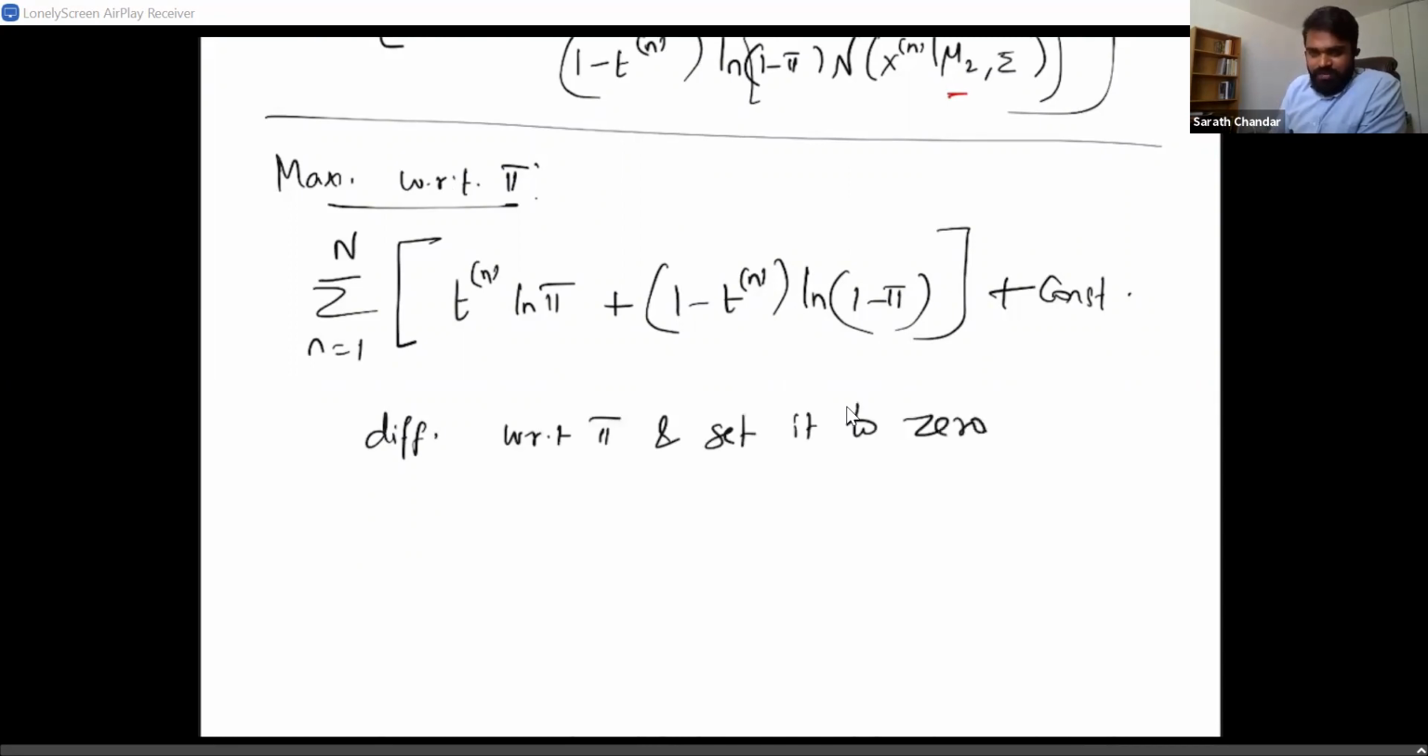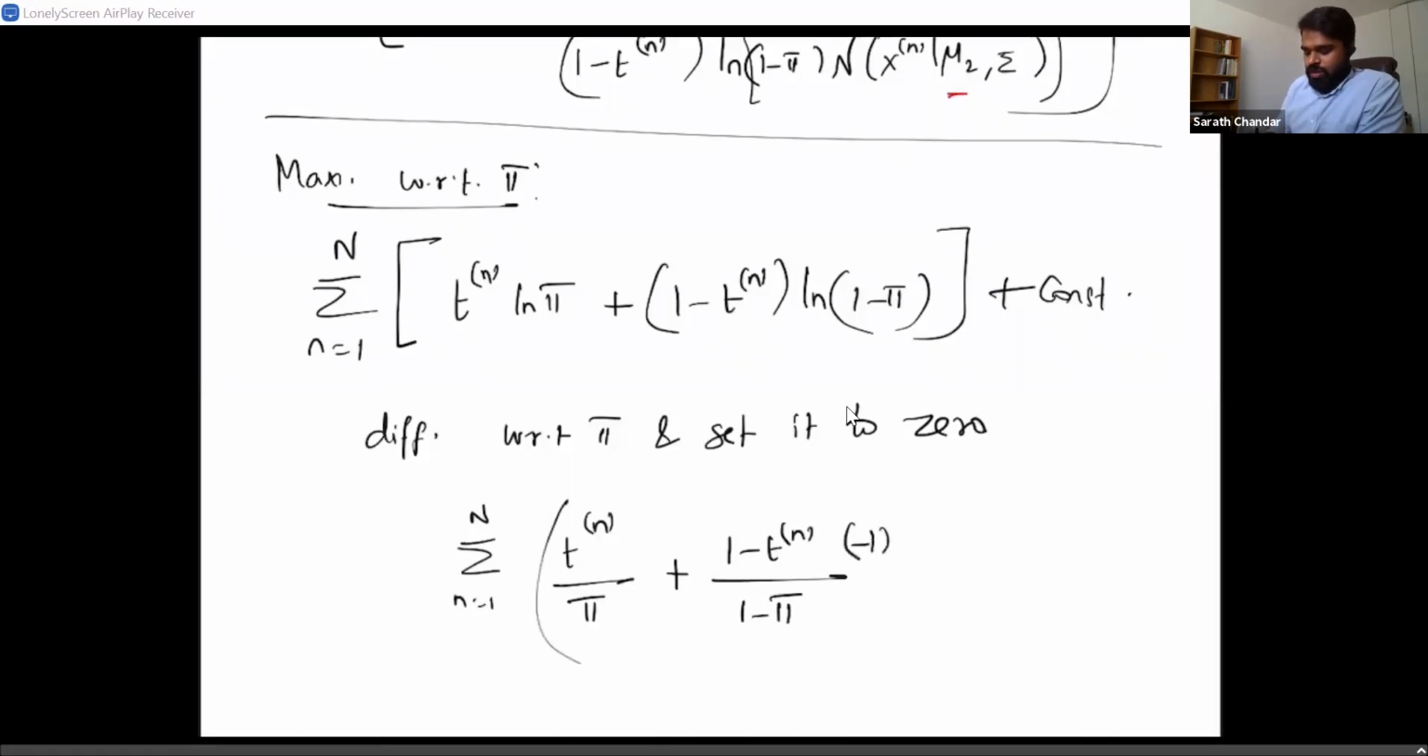Okay, so this is a very simple differentiation. The sum over n equals 1 to N of t_n ln π, if you differentiate, you get 1 by π, plus (1 minus t_n) ln(1 minus π), you're going to get 1 over (1 minus π), and you differentiate 1 minus π, you're going to get another minus 1. So the whole thing is equal to 0.